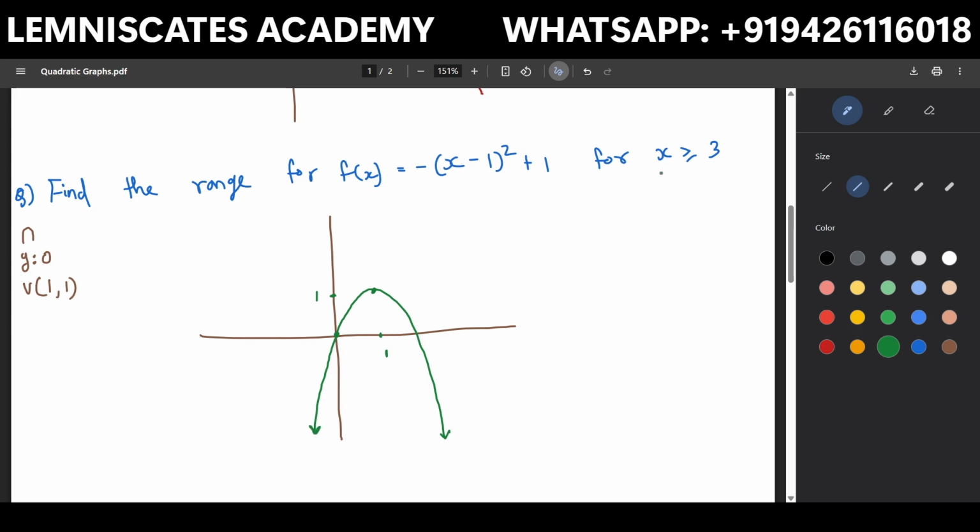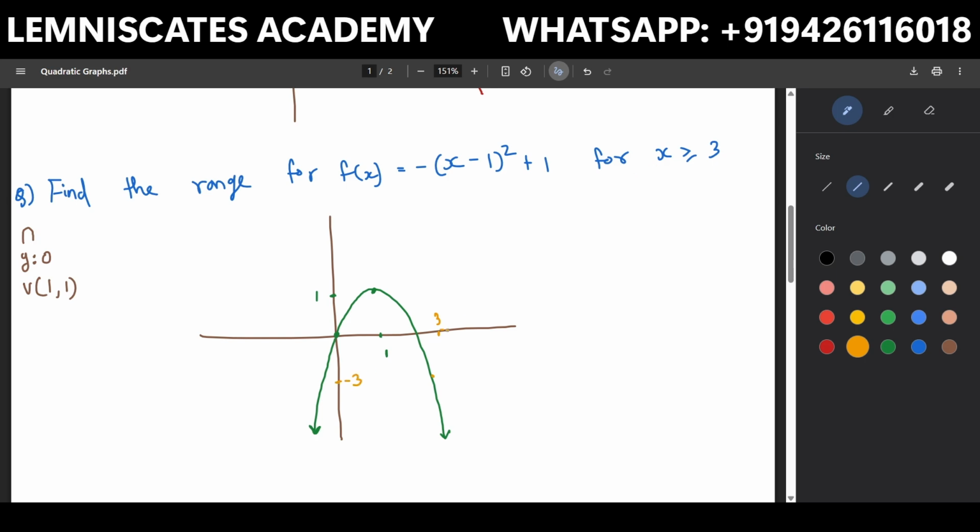Now, the domain is x greater than or equal to 3. So I'm not sure if 3 will come over here or over here. So yeah, for that, let me put the 3 in this equation. So minus of (3 minus 1) is 2, 2 square is 4. So minus 4 plus 1, of course this will come out to be minus 3. So your 3 has to be somewhere over here, let's say. So this point could be your minus 3 on the y-axis.